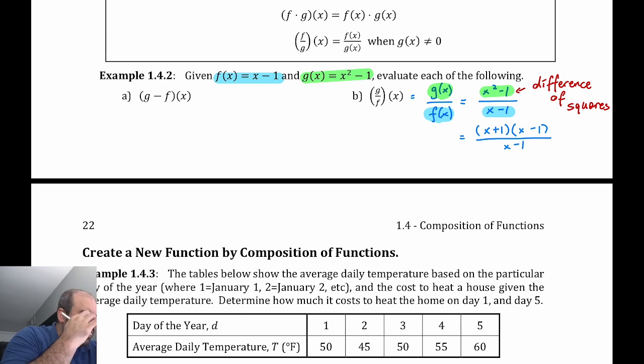If you don't believe me, feel free to FOIL this out, the x plus 1 and the x minus 1. You can multiply that out. You should know how to multiply. And you'll get back to this x squared minus 1. So we can split it up into two parentheses. The reason for doing so would be to see if anything cancels, if there are any similar factors. And we see the x minus 1 fully show up in the numerator and denominator, so we will cancel those and end up with just x plus 1 as our simplified expression for g of x over f of x.